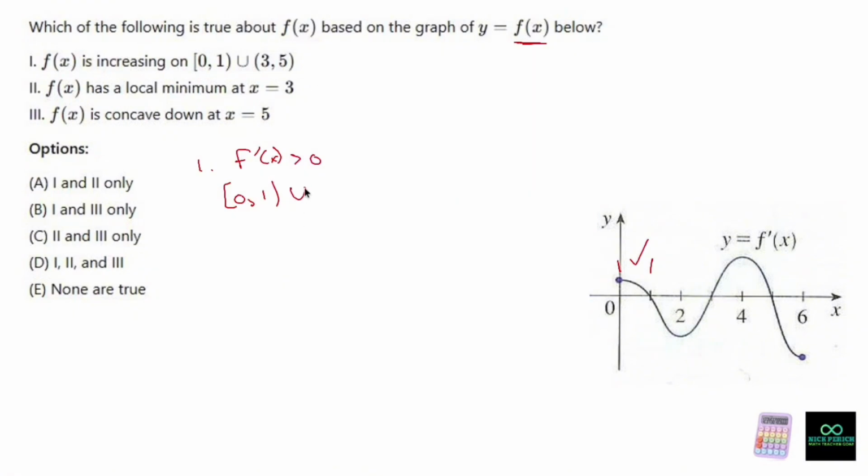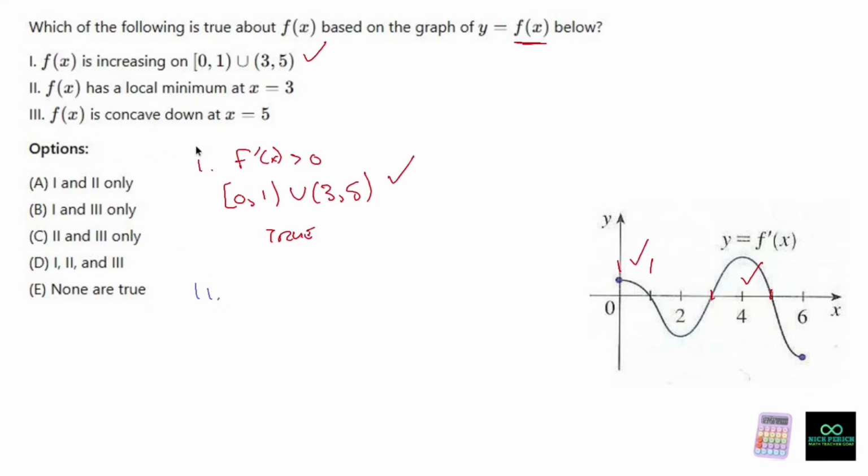Also, is the same thing happening between 3 and 5? Is my graph above the x-axis between 3 and 5? Here's 3, here's 5, check. 1 is true, check. All right, let's look at the second option.